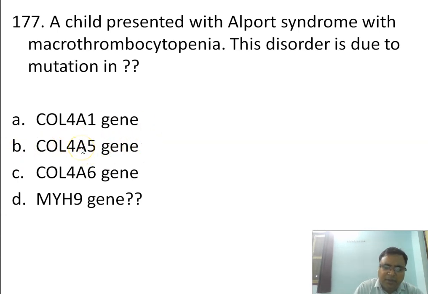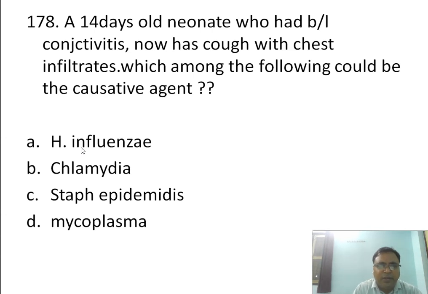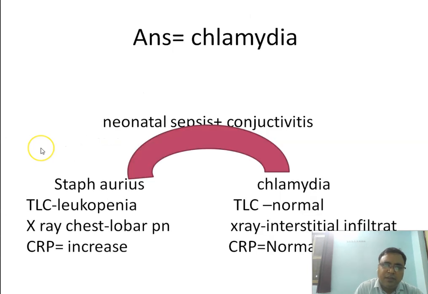This you remember. Next, a 14-day-old newborn who had bilateral conjunctivitis now has cough with chest infiltrate. Which among the following could be the cause of the conjunctivitis? Is it encephalitis? Is it chlamydia? Is it staph epidermidis or mycoplasma? As you know, if conjunctivitis is there, then our diagnosis is limited. Here the answer is chlamydia.